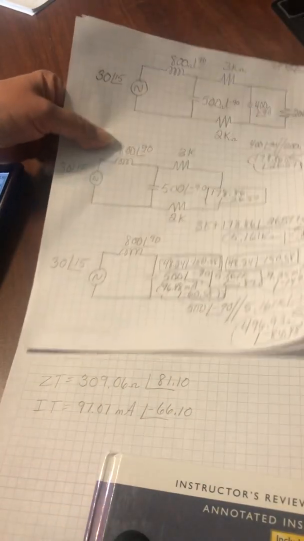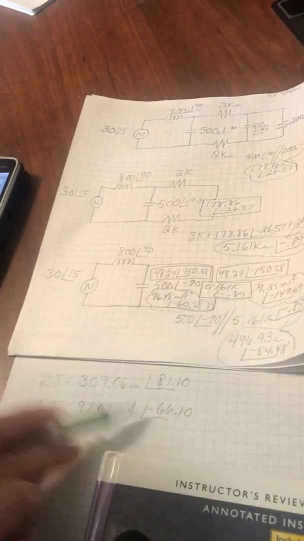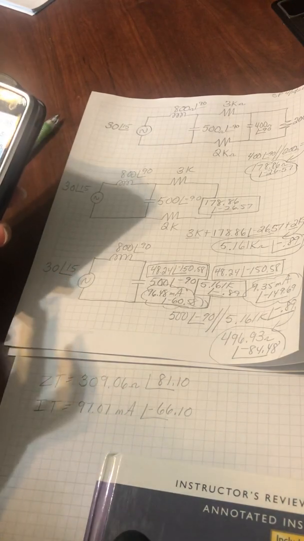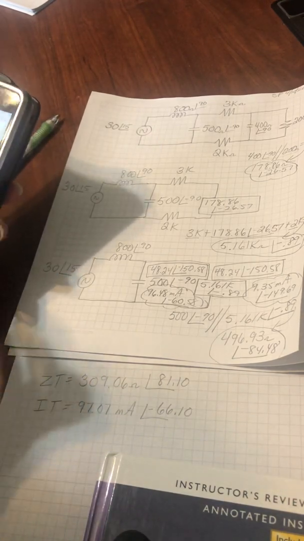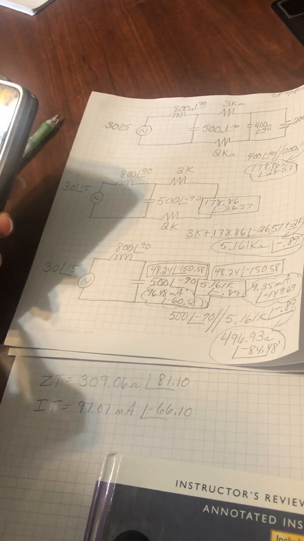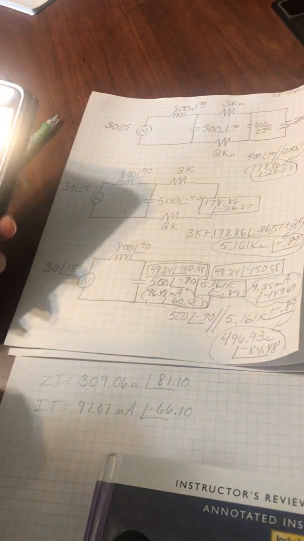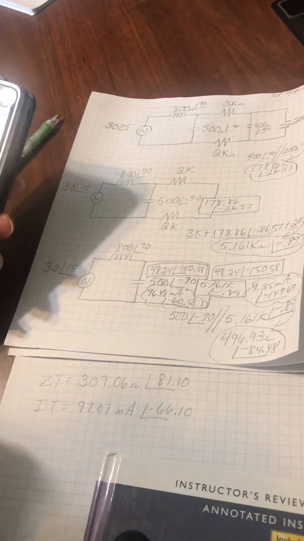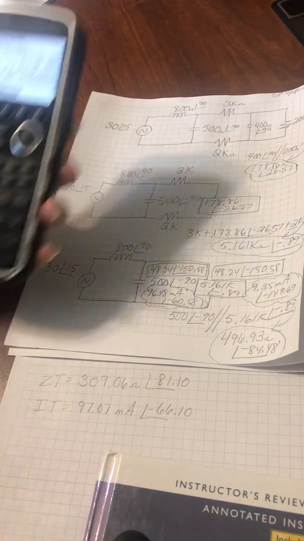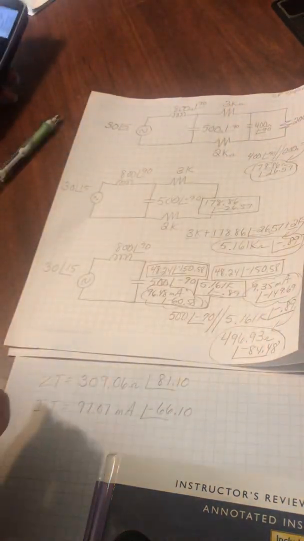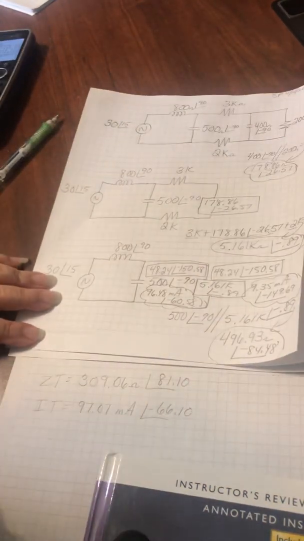So those two currents add up to where it came from, which is 97.07 milliamps at an angle of negative 66.1. So let's add these two up and make sure it does, in fact, add up to where it came from. 96.48 milli at an angle of negative 60.58 plus 9.35 milli at an angle of negative 149.69 equals 97.07 at an angle of negative 66.10. Okay, so we verified that these two currents add up to where it came from.